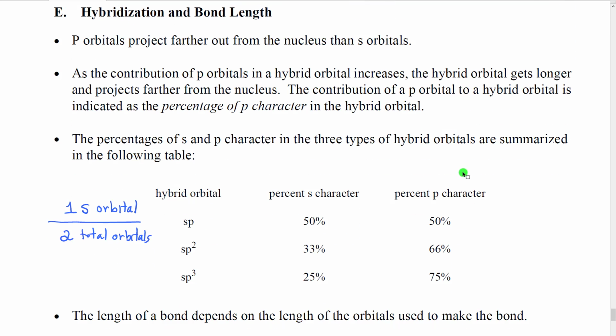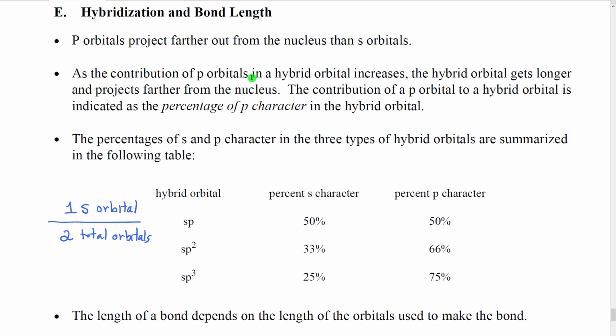Finally then, I want to talk to you a little bit about the effects of hybridization on bond length. So p orbitals project out farther from the nucleus than s orbitals. That's just a result of the mathematical plot. As the contribution of a p orbital in the hybrid increases, the hybrid gets longer.